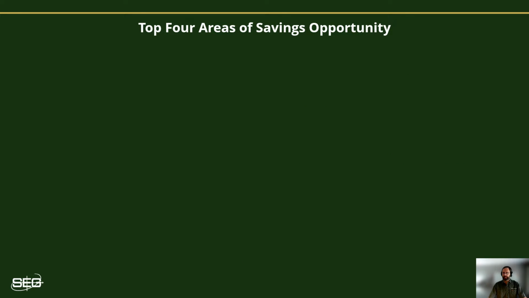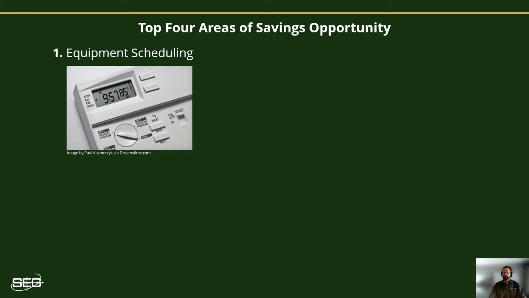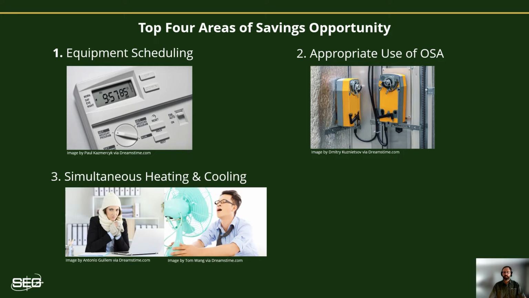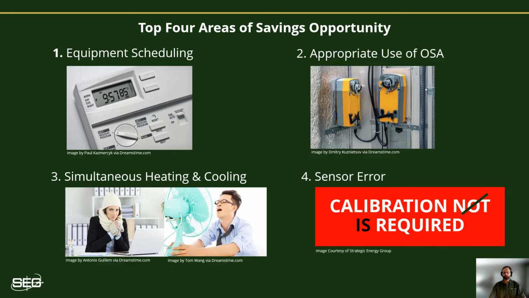Like previously stated, these are the 4 common opportunities found for reducing energy in your commercial building. Number 1, equipment scheduling. Number 2, appropriate use of outside air. 3 is simultaneous heating and cooling. And last, sensor air. In this video, we're going to take a deeper dive into appropriate use of outside air and discuss ventilation and indoor air quality.